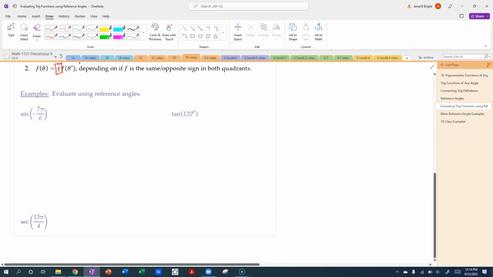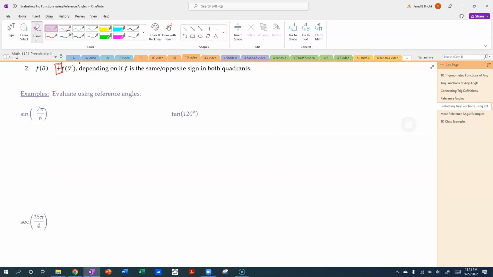Okay, so let's see this in action. I'll do 2 examples and then you get to do the last one. Let's find sine of negative 7 pi over 6 using reference angles. There are other ways to do this, I fully acknowledge that. So here's the idea.